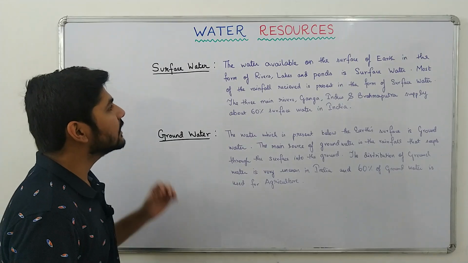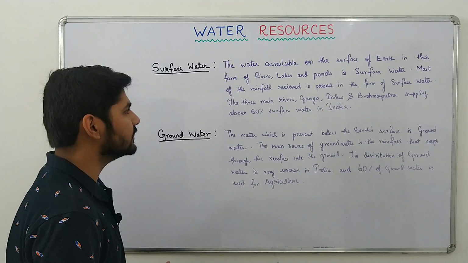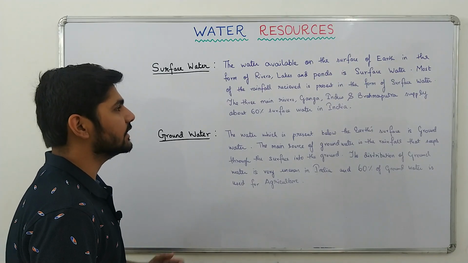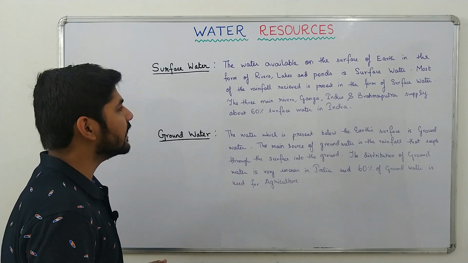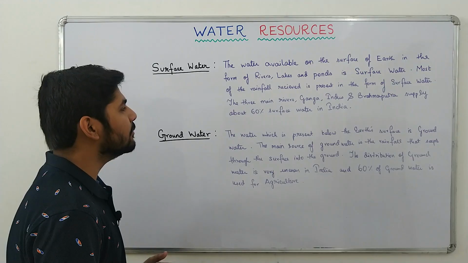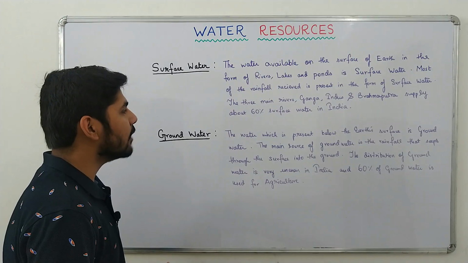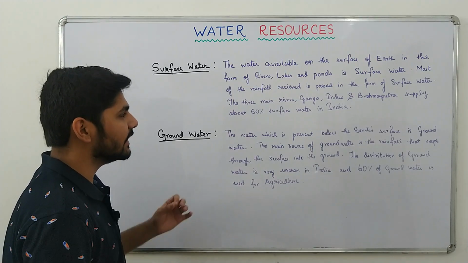Surface water. The water available on the surface of earth in the form of rivers, lakes and ponds is surface water. Most of the rainfall received is present in the form of surface water. The three main rivers, Ganga, Indus and Brahmaputra, supply about 60% surface water in India.